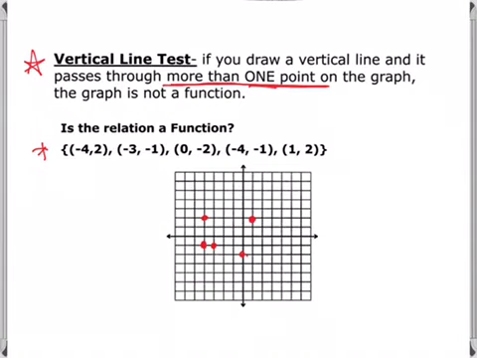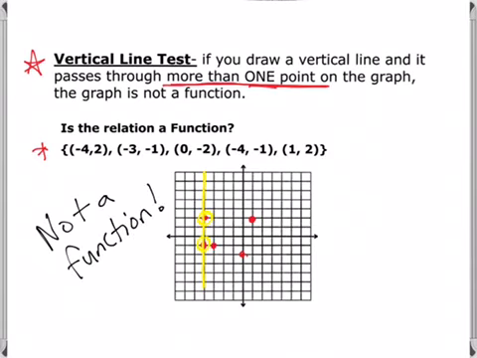And so now we look and see if this would satisfy the vertical line test. And so I can draw a line anywhere. But I notice in one particular spot, if I were to draw a vertical line straight down, I would intersect two of my points. And based on the vertical line test, if I cross the graph more than once, it is not a function. So in this case, these points do not represent a function. It fails the vertical line test.